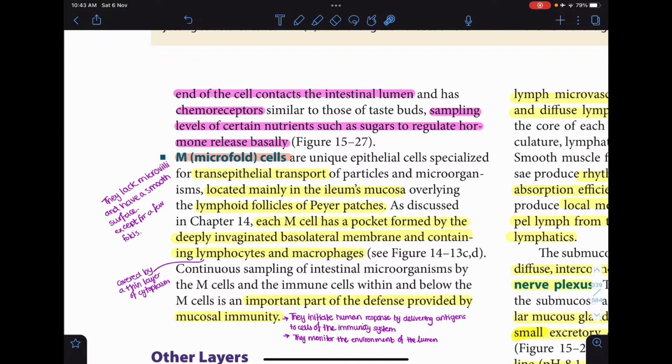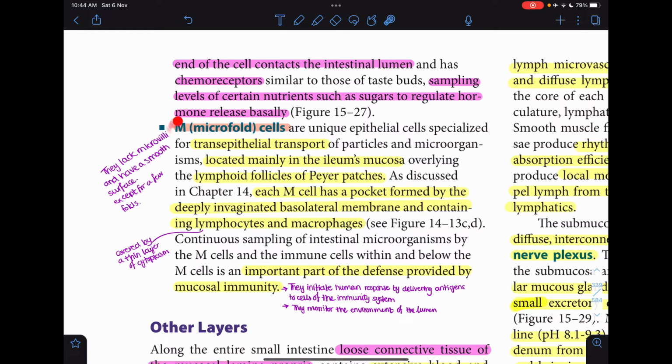So, recap, M cells are specialized in transepithelial transport. They are located mainly in the ileum's mucosa, and they overlie the lymphoid follicles of Peyer patches. Each M cell has a pocket formed by the deeply invaginated basolateral membrane, and these pockets contain lymphocytes and macrophages. And in M cells there is continuous sampling of the intestinal microorganisms and the immune cells within and below the M cells. And this is an important part of the defense provided by the mucosal immunity.